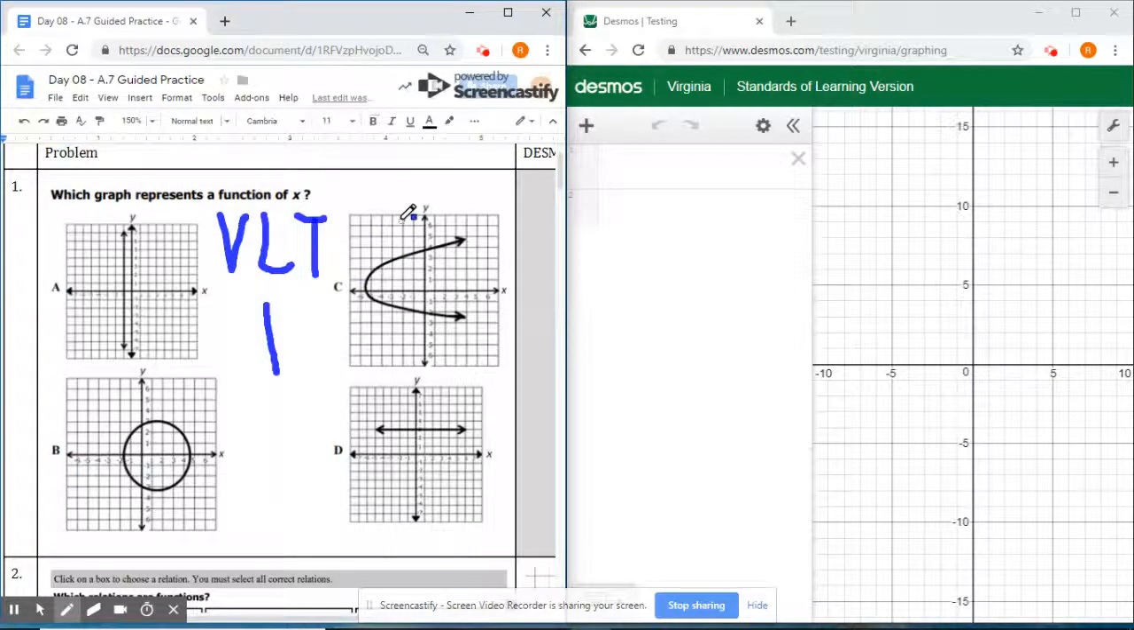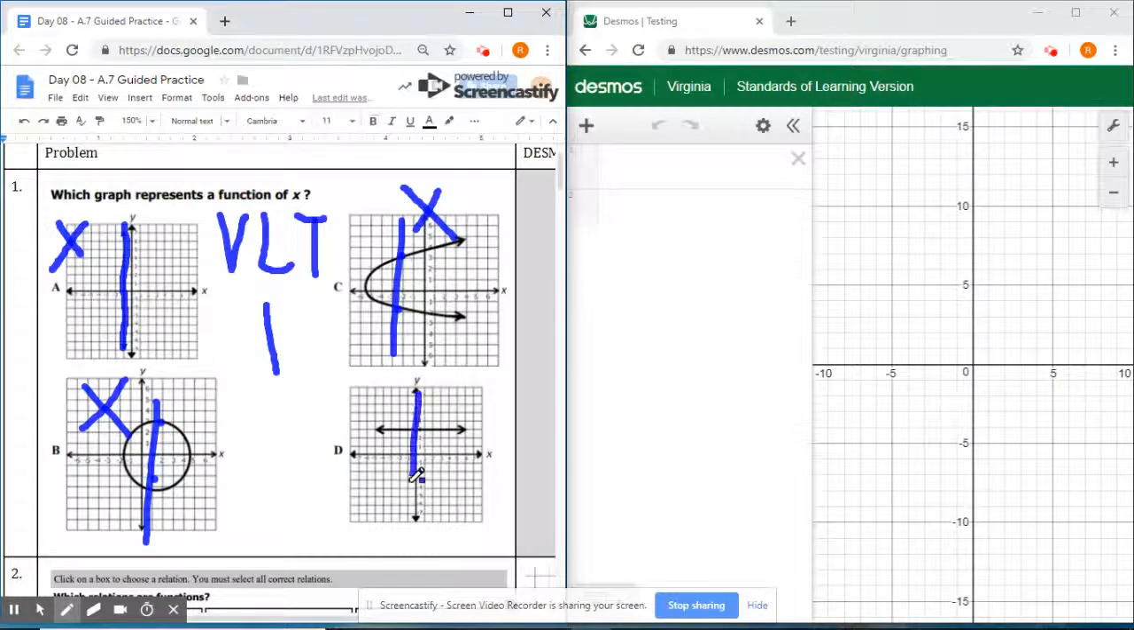So if I take C here, if I draw a vertical line, it touches at 2 points. That is not a function. If I draw a vertical line on B, it touches in 2 points. So that is not a function. If I draw a vertical line on A, it touches everywhere. That is not a function. Remember, if it's a vertical line, then the slope is undefined.